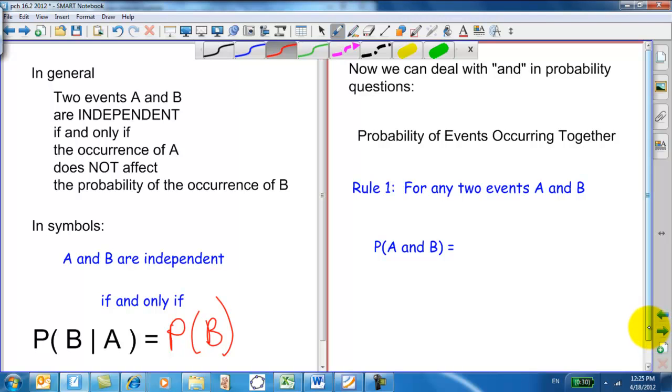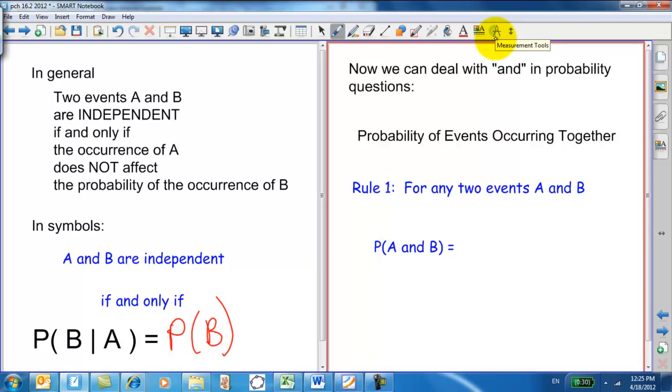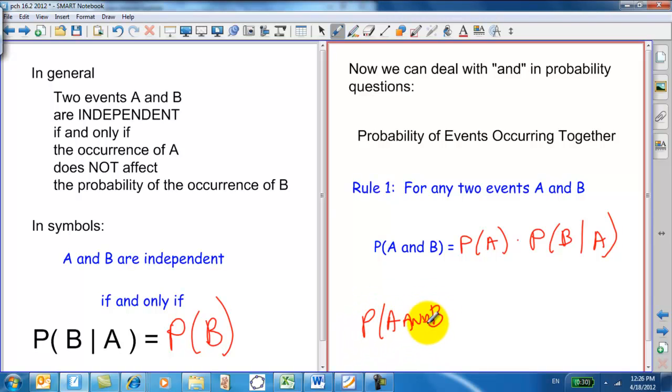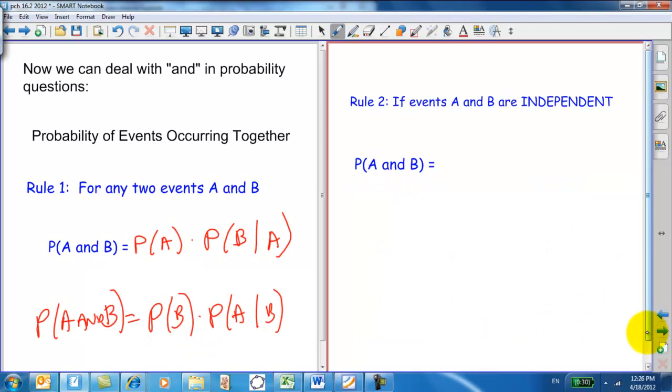Now we can deal with "and" in probability questions: probability of events occurring together. For any two events A and B, the probability of A and B equals the probability of A times the probability of B given that A has happened. You have to consider that A might be affecting B. You can also write this as, because the word "and" there is commutative, the probability of B times the probability of A given B. It can be done that way too, whichever one works out better in the situation. If events A and B are independent, then the probability of B given A is equal to the probability of B. So it just becomes this, and we end up multiplying the two probabilities together, like we did in example 1.